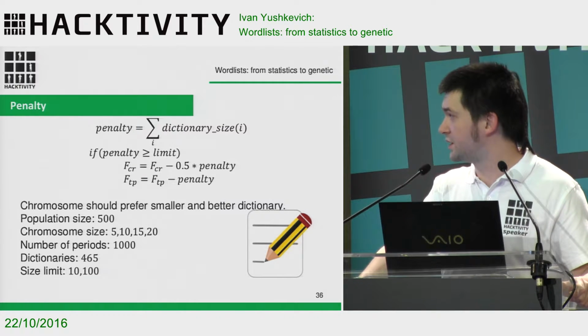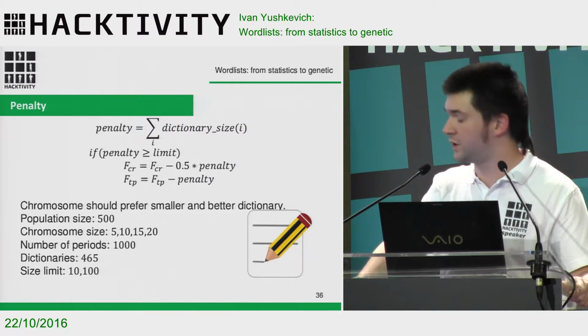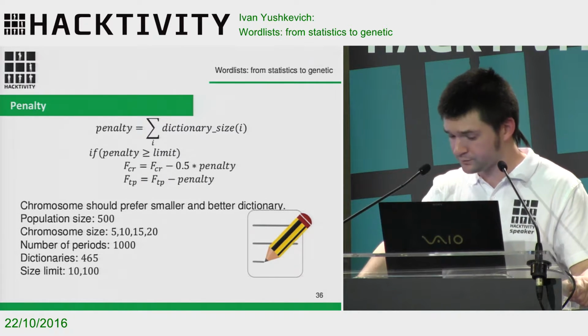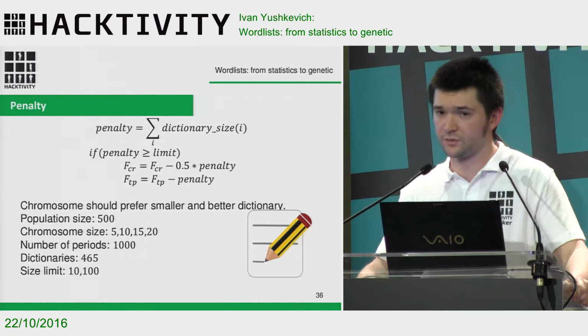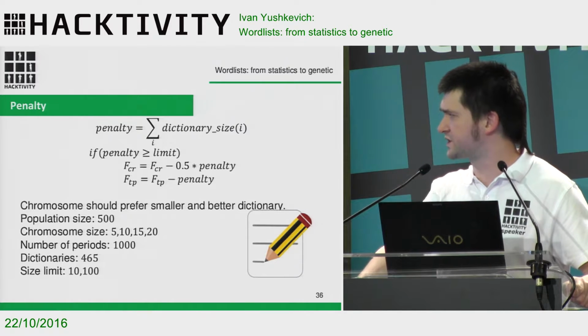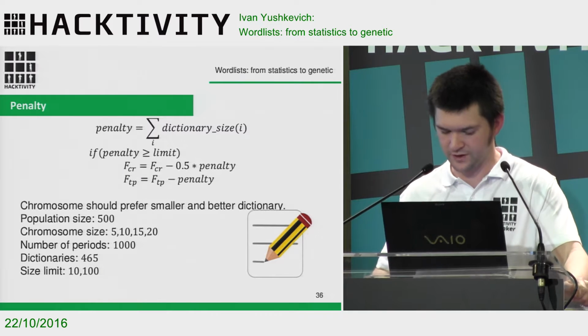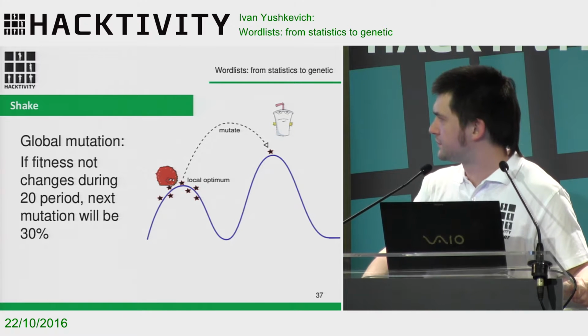Other options for testing you can see on this slide: the population size for the first test was about 500. I also tried to see if the chromosome size can have some influence on the result output. The number of periods is 1000 and the dictionary count is 465. Let's see.